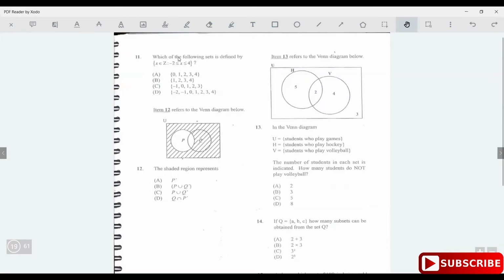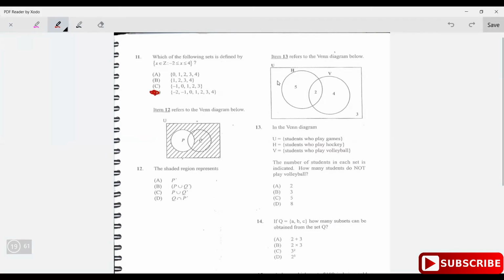Question 11. Which of the following sets represents x is an element of the integers such that x is between -2 and 4, inclusive of -2 and 4? That's just option D. We're going from -2 to 4.